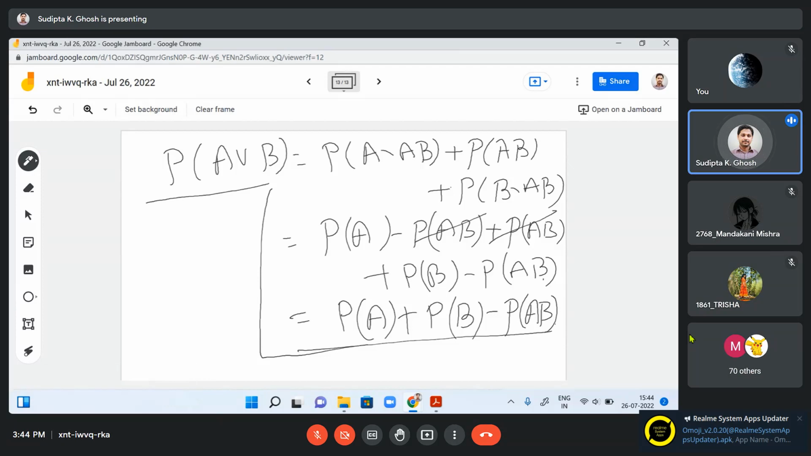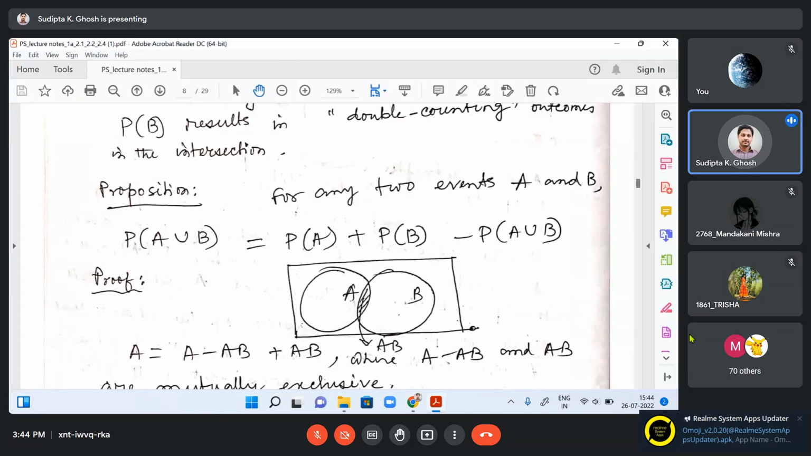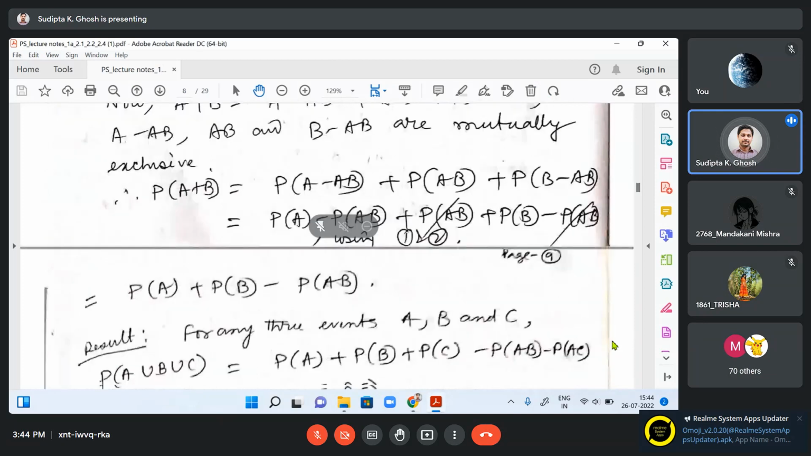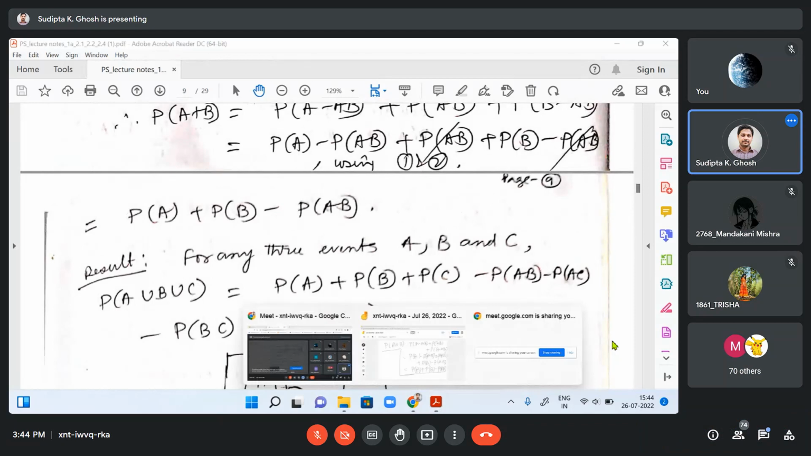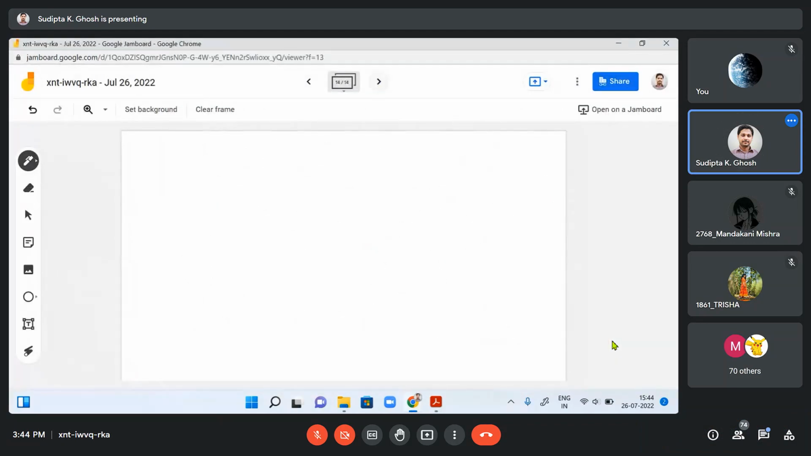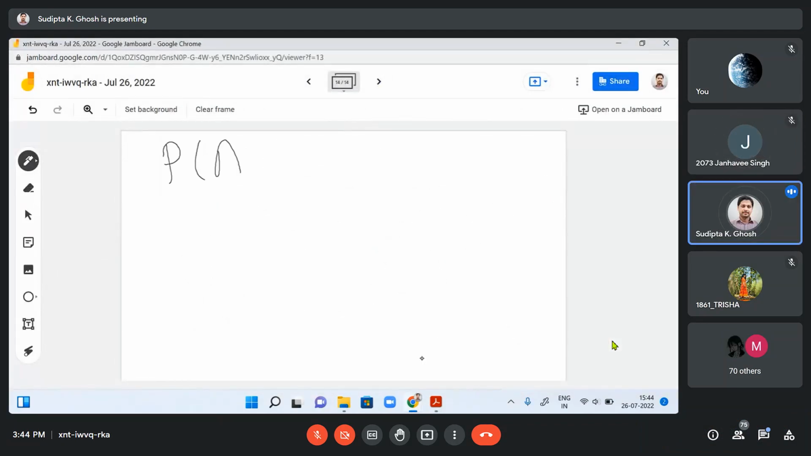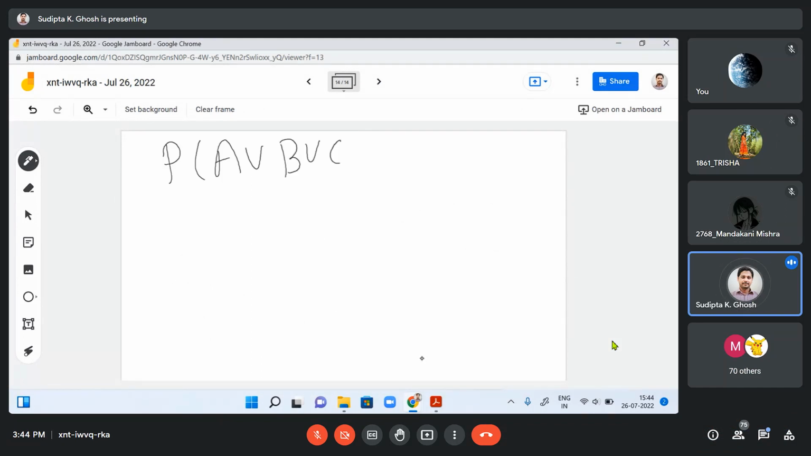Suppose the proof is given by the Venn diagram first, and then the corresponding proofs are given. Okay. Now I am asking for the proof. Suppose I have three events, A union B union C. Can you prove this? Suppose this is your A part and this is your B part. Can you proceed from here? So we can break it in two parts and apply the same formula. Exactly. So we are taking this as my A and this as my B.